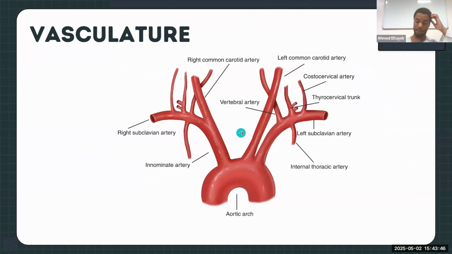Now the vasculature of the axillary region will start from the arch of aorta. So from the arch of the aorta, we have the brachiocephalic trunk. The brachiocephalic trunk branches off into two. We have the right common carotid and the right subclavian. Now the right subclavian becomes the axillary artery when it passes under the clavicle, over the first rib.